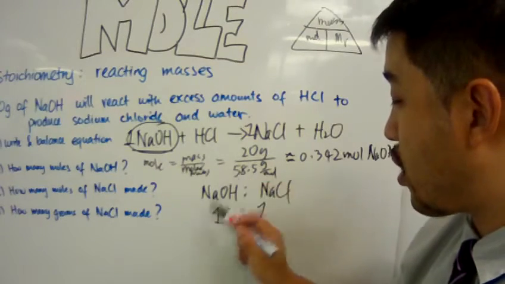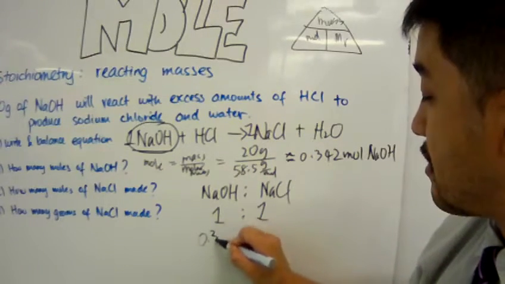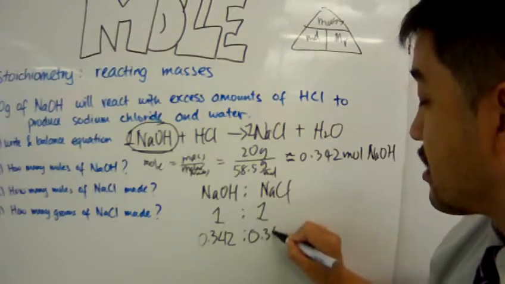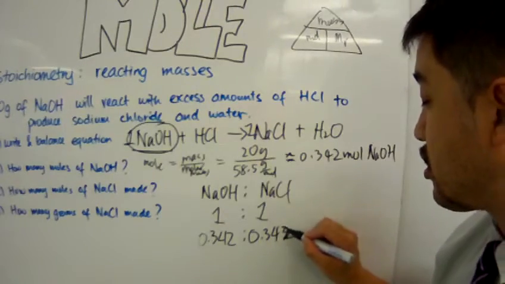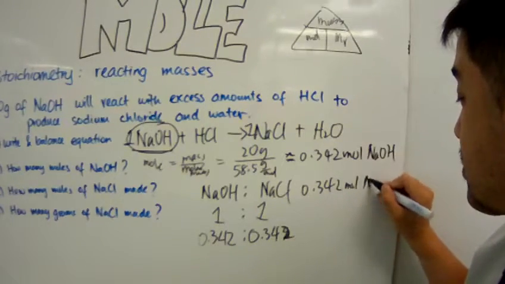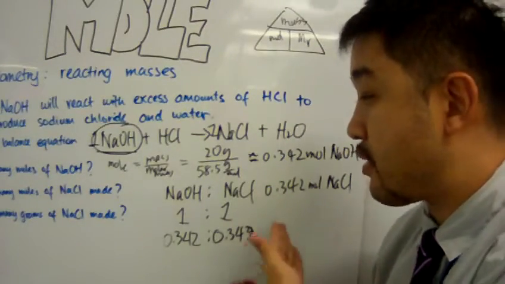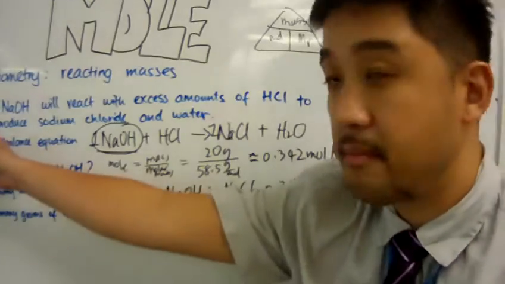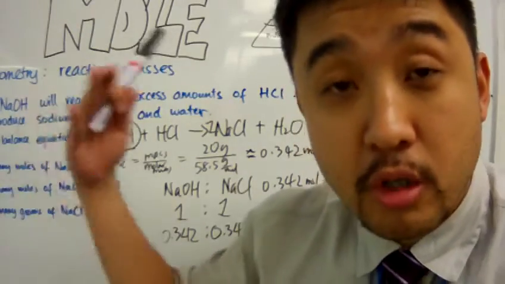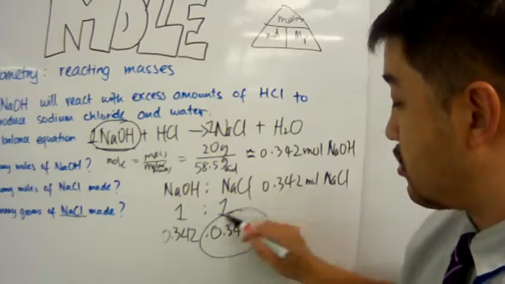So every 0.342 moles of sodium hydroxide will also give me 0.342 moles of sodium chloride. But how many grams of sodium chloride will that be? Will it be 20 grams? It may not be. How do you confirm that? You have to find the mass of sodium chloride from the moles.